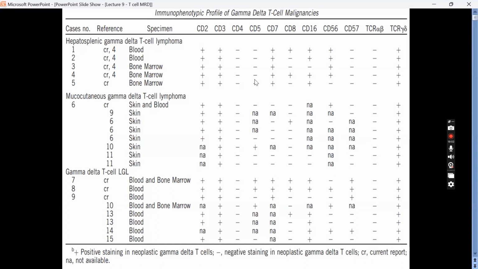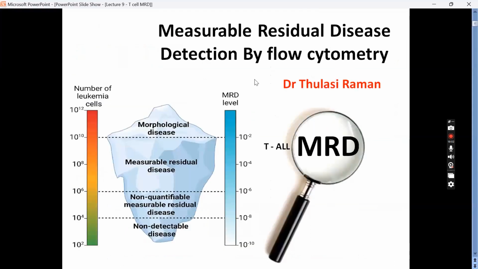No, but commonly, your TLGL will show it. Plus-minus means it will be dim to negative or something. It can't be predominantly negative like this. And absence of 5 is again against TLGL. So the diagnosis for this case is, of course, gamma delta T cell lymphoma, which is a very, very, very, very rare case. I don't know how many of you have seen a case.